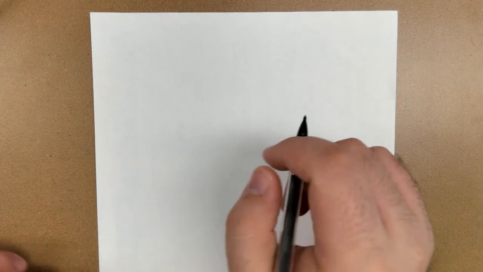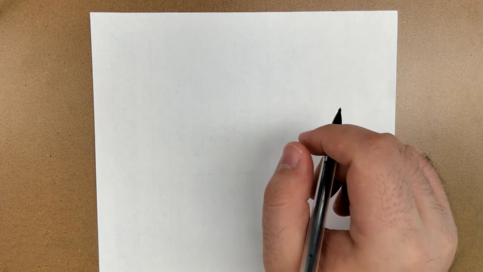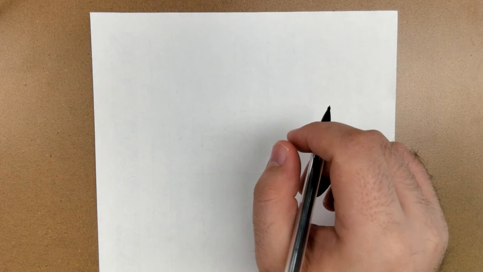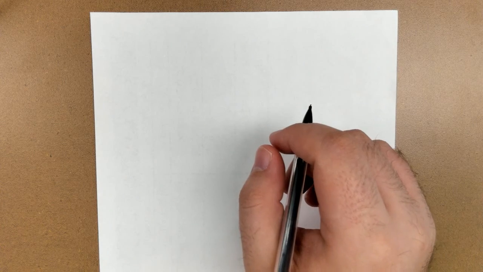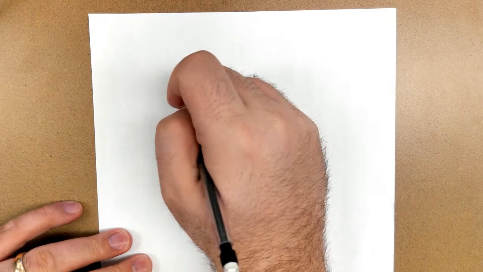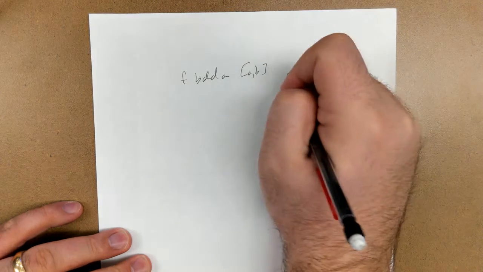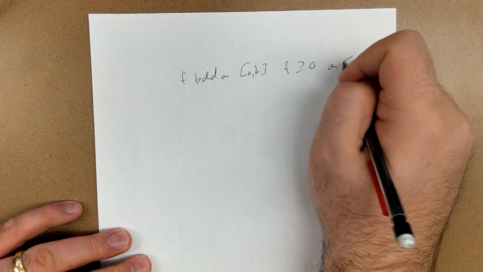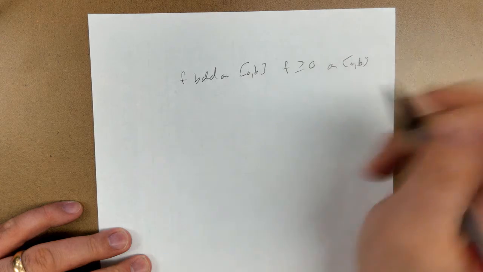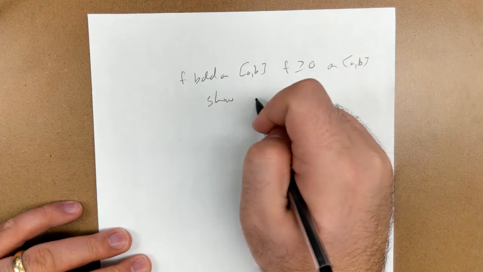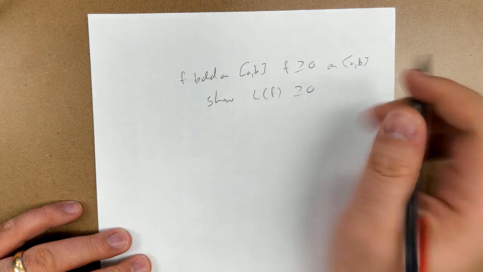Alright, one more for 7.1. This is number 12. It says let f be a bounded function and suppose that f is non-negative in that whole closed interval. Show that the lower sum is greater than or equal to 0. So f is bounded on a to b. f is greater than or equal to 0 on a to b. Show that L of f is greater than or equal to 0.